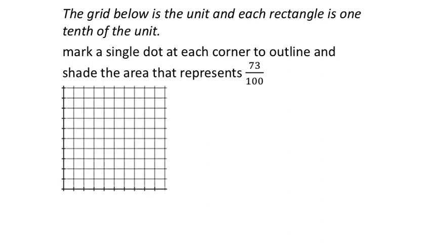So this one now is in hundredths. The grid is one full unit. They're 10 by 10 grids, so there's 100 squares, which is why we're dealing with hundredths here. Mark a single dot on each corner to outline and shade the area that represents. Again, this is where it becomes crucial for you to do it this specific way, because if you don't, then it will mark it incorrect, okay?